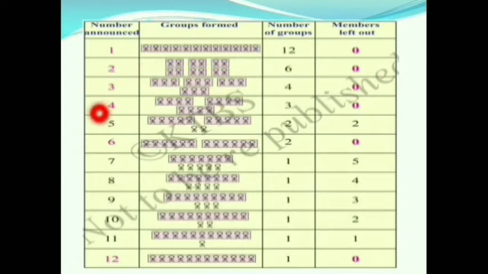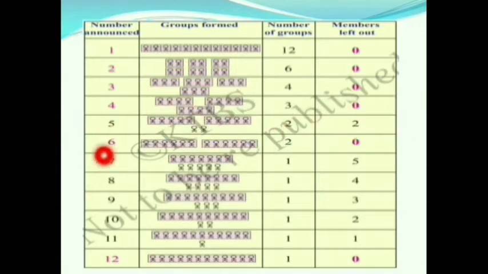Now number announced is 4. Number of groups formed is 3. Are there any children left out? No, there are no children left out. So the number of children left out is 0. Now number announced is 5. Number of groups formed is 2. Are there any children left out? Yes, 2 children are left out.